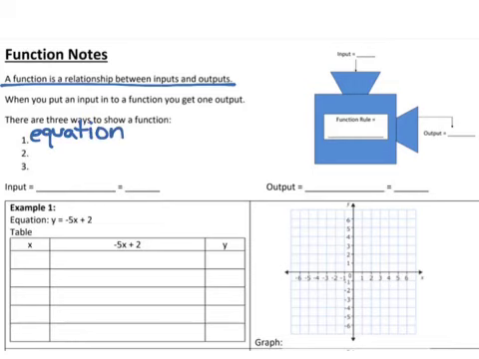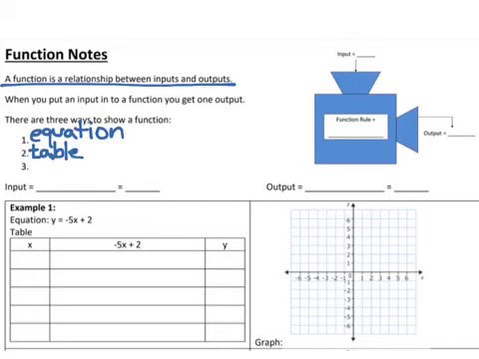The equation could be as simple as y equals x. It could be y equals x squared plus 2. And it could be many different things. But those are all examples of a function. So it can be an equation. Another possibility is for it to be a table of values.